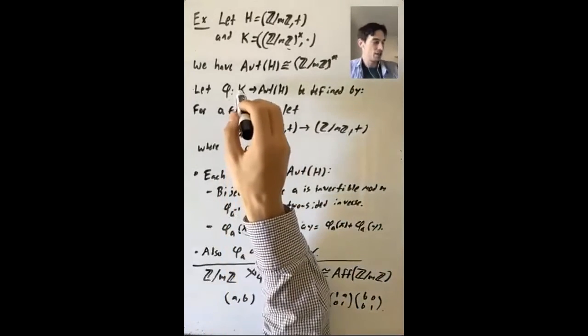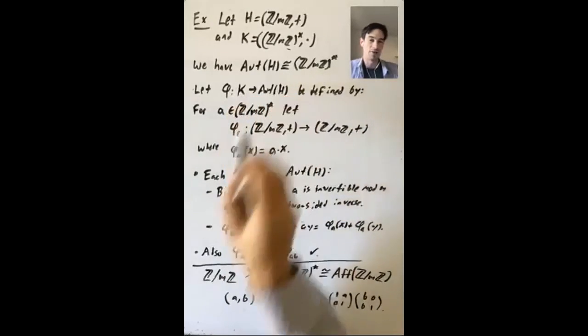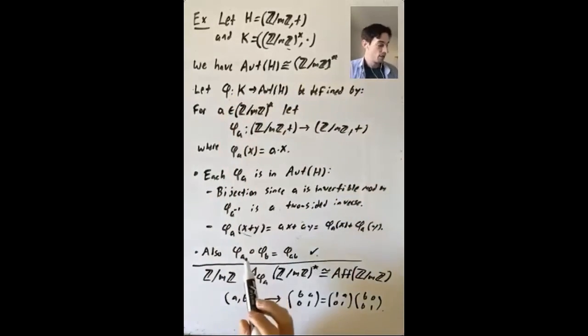And this isn't just a map from K to the set of automorphisms, but it's actually a homomorphism. So it's easy to check that phi_A following phi_B is phi_AB. This is very similar to what we did in the last example. Okay, so the semidirect product of Z mod MZ plus and Z mod MZ star with respect to this phi_A is isomorphic to this affine group where the entries are now in Z mod MZ.